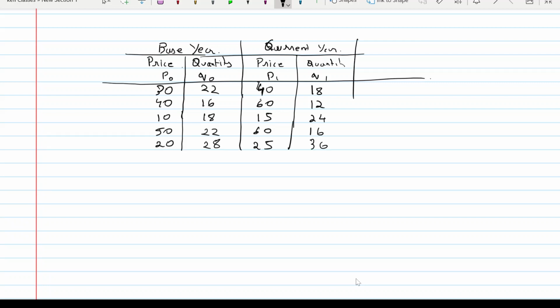The question is find. What's the question? You don't have to find price and quantity index number. You're supposed to find the value index number. So value index number formula क्या है? Summation P1Q1 upon summation P0Q0. So we'll have to make those two columns P0Q0 and P1Q1.